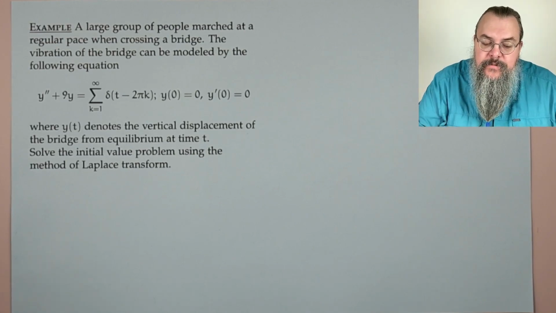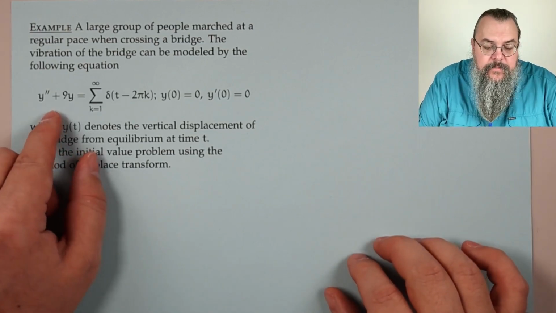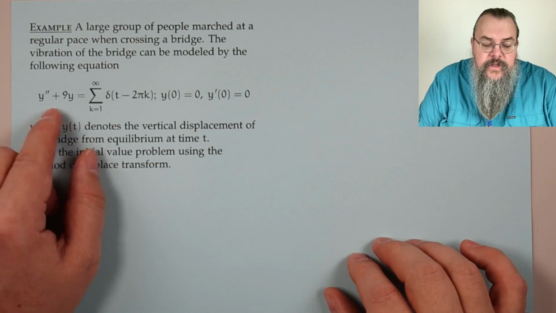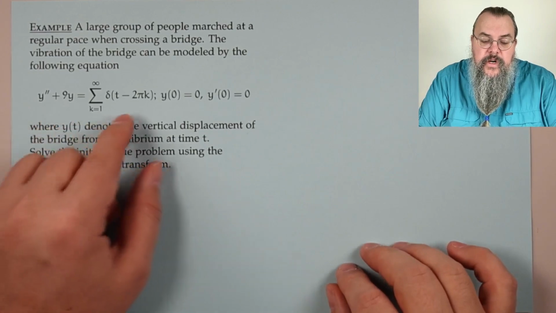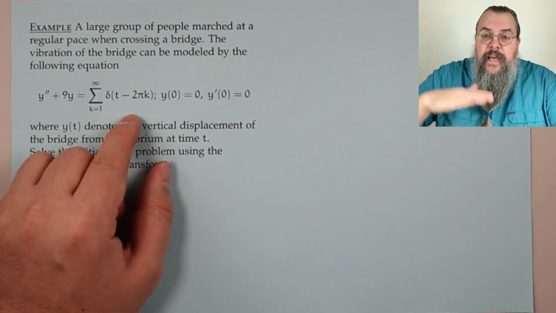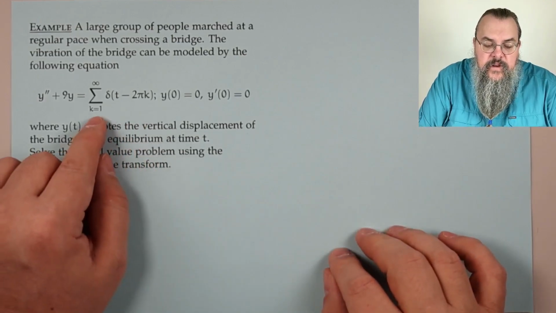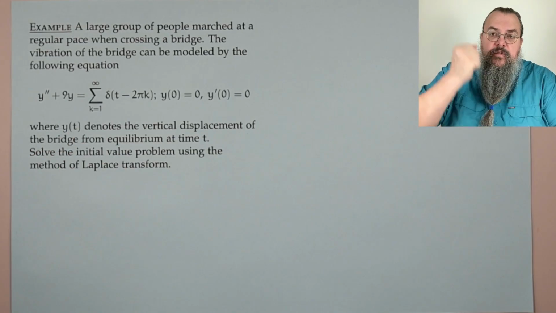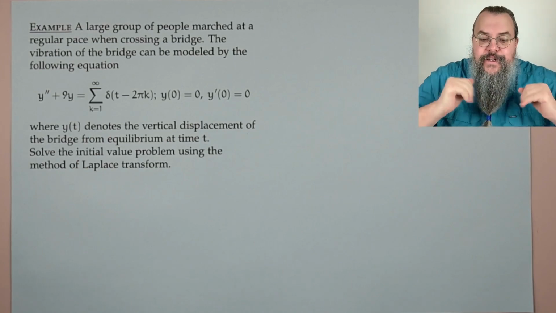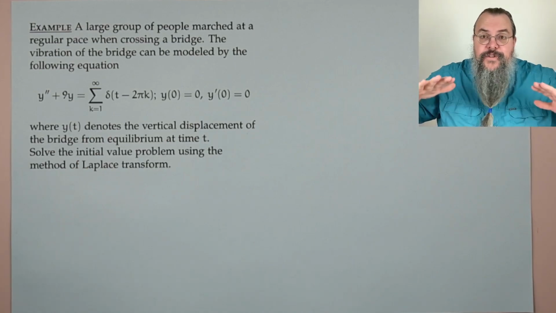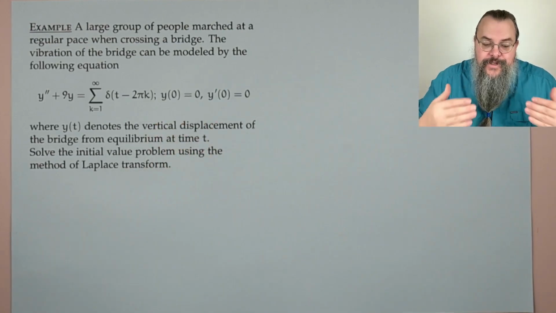And the vibration of the bridge can be modeled by the following equation. So you have y double prime plus 9y. So in other words, the bridge can move up and down. So it's acting like a spring. And the people marching are stepping on it at a very uniform pace. So what you see here is when you see this sum, each time you step, that's a pulse, and it's coming in at regular intervals. Initially, the bridge was just relaxed. It was calm. Nothing was happening to it. Well, what's going to happen? All right.